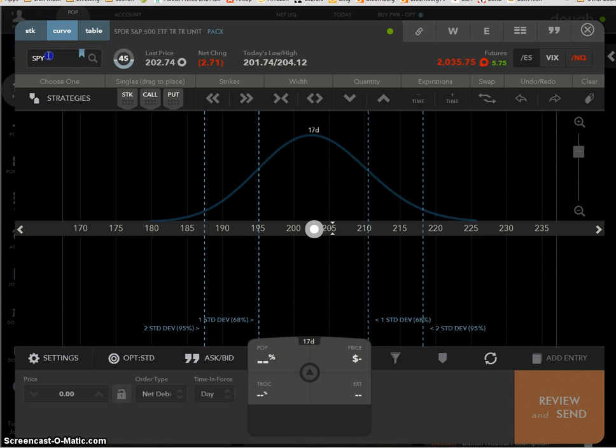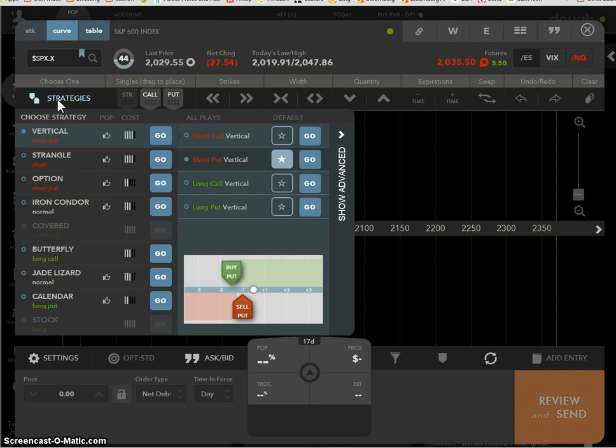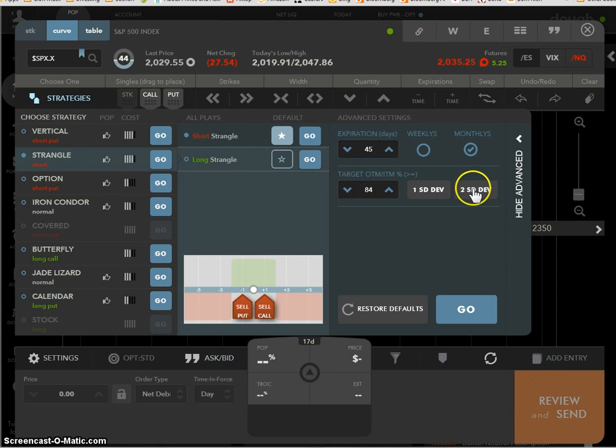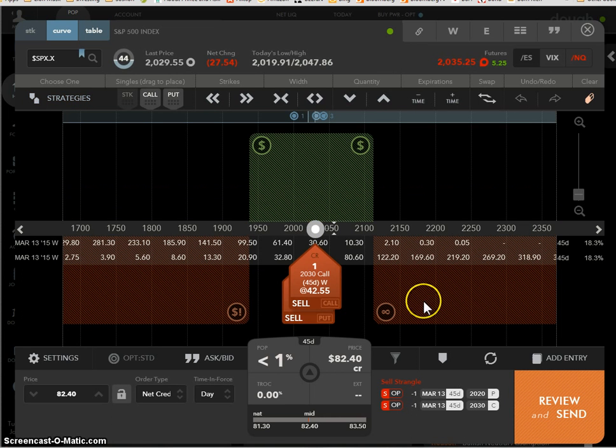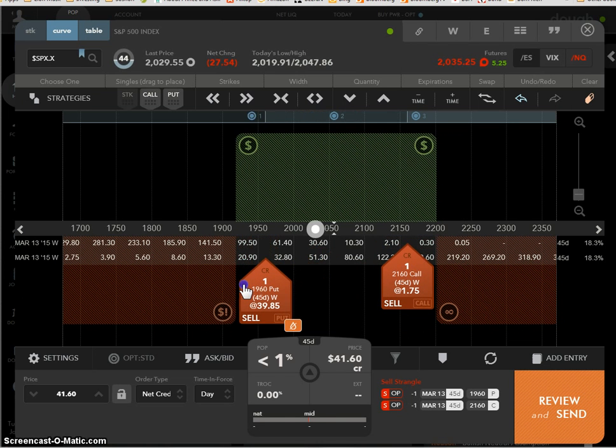Here's SPY. I can even change this to SPX if you want. All right. So basically, what they're saying is, and I'll even do a strategy right here. Come on, load. Let's go, guys, load. I'll go to strangle so you can see what they're doing. And 45 days separation, 2 standard deviations away. I'll click on that real quick and hit go. All right. Oh, come on. Why isn't it working now? It was working just a few seconds ago.